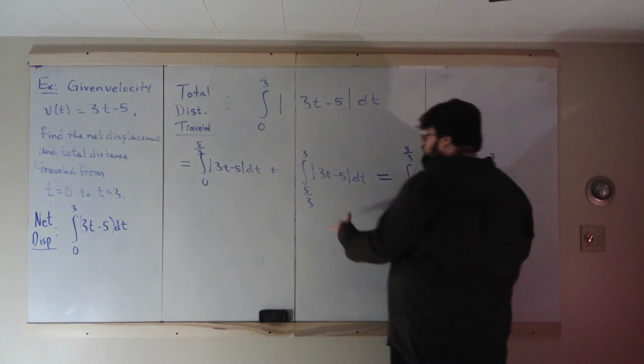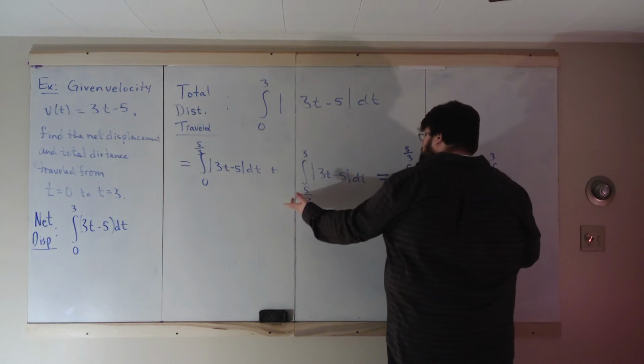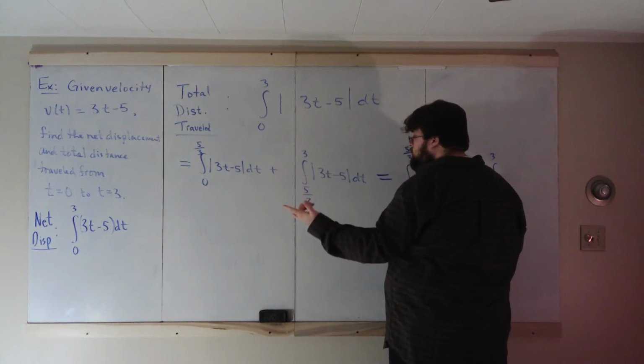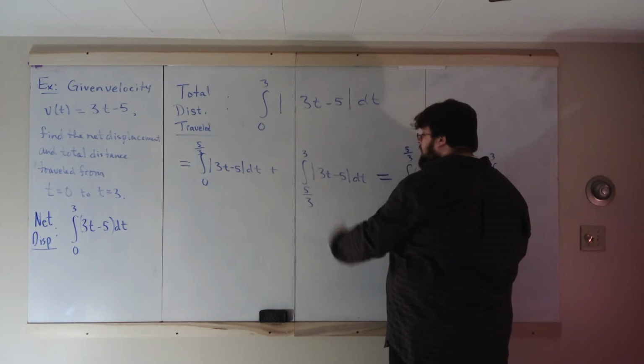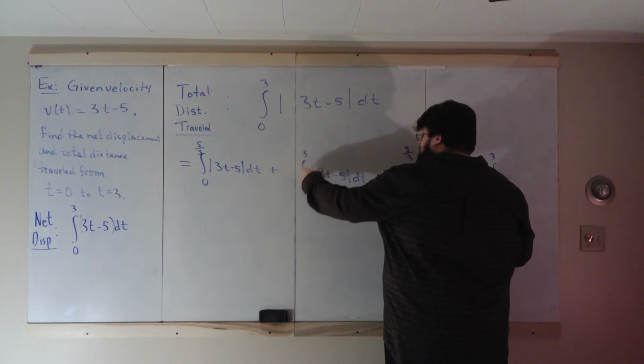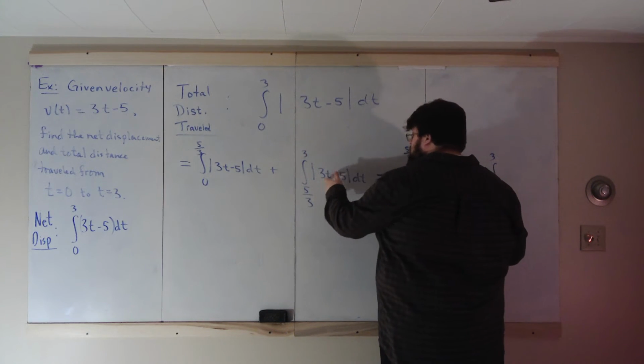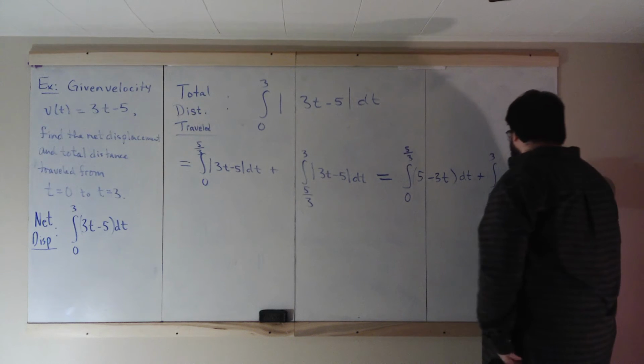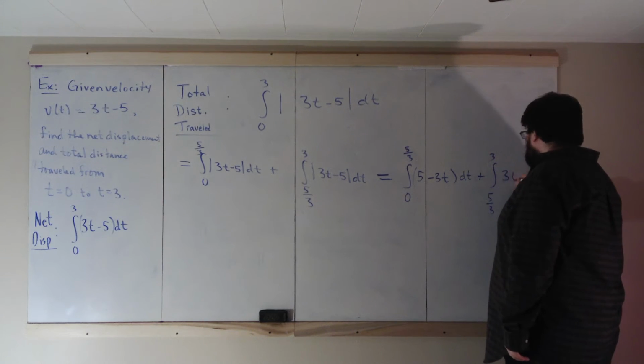But how would you be sure it's positive? Well, you take a point between 5/3 and 3, say 2, throw it in here, and you need to get a positive. If t equals 2, you get 6 minus 5, which is positive 1. So the absolute value is itself.